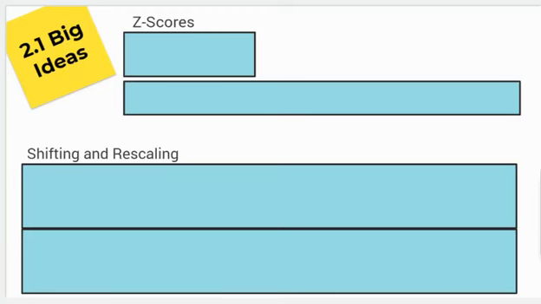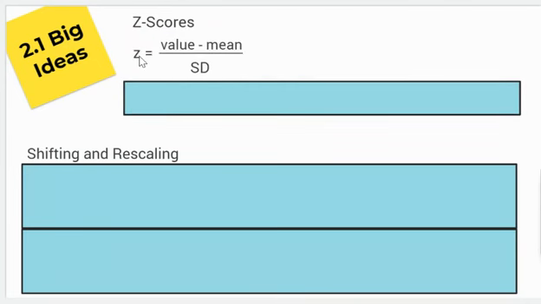So in this video, we're going to be looking at the big ideas for section 2.1. And we're going to start off by looking at z-scores. The first thing we want to see is, what is a z-score? What is the formula for it?